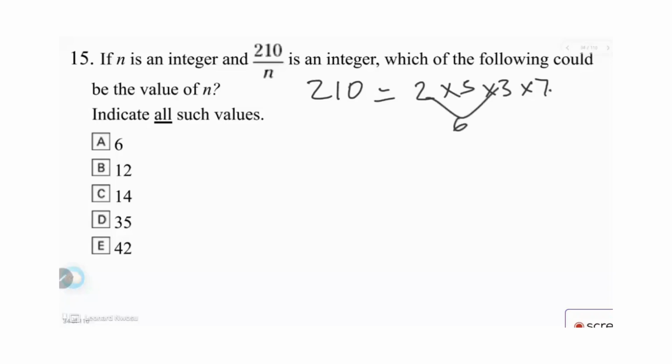Can we find 12? There's no 12. 12 is missing here. Can we find 14? Yes, this is 14. Can we find 35? Yes, that is the number bond. Can we find 42?